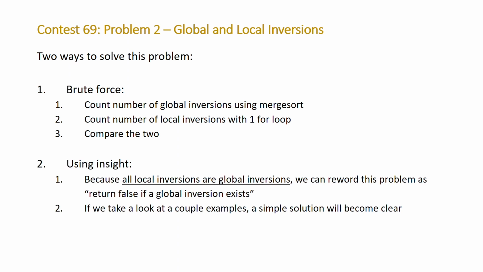The second way to solve this problem is by using a little bit of insight. So note that all local inversions are, by definition, global inversions. So we can restate this problem as: return false if a non-local global inversion exists, or return true if only local inversions exist. If we take a look at a couple of examples, a simple solution will become clear.